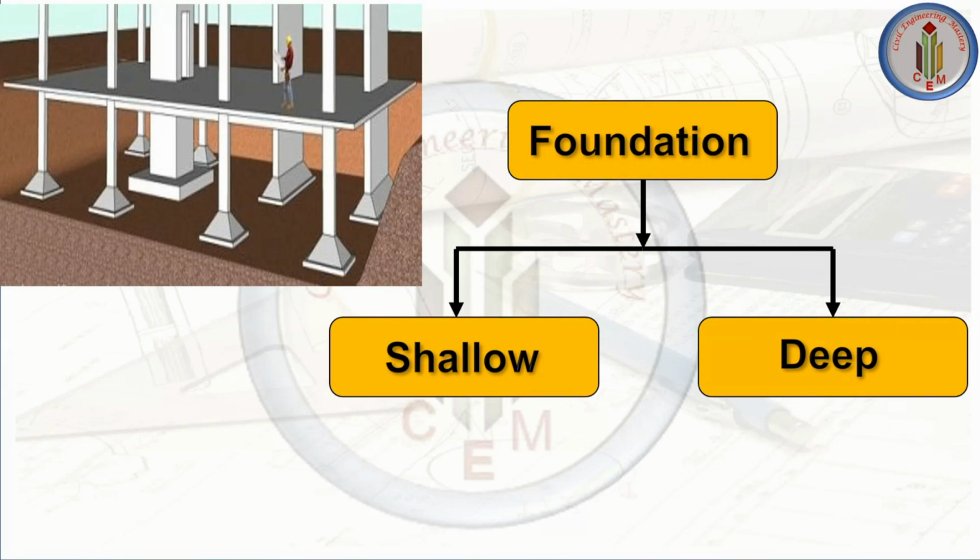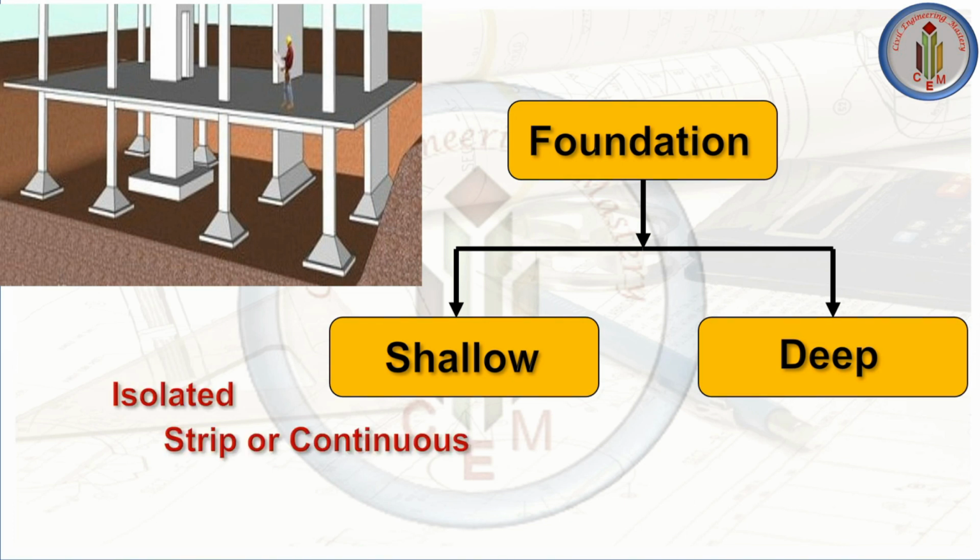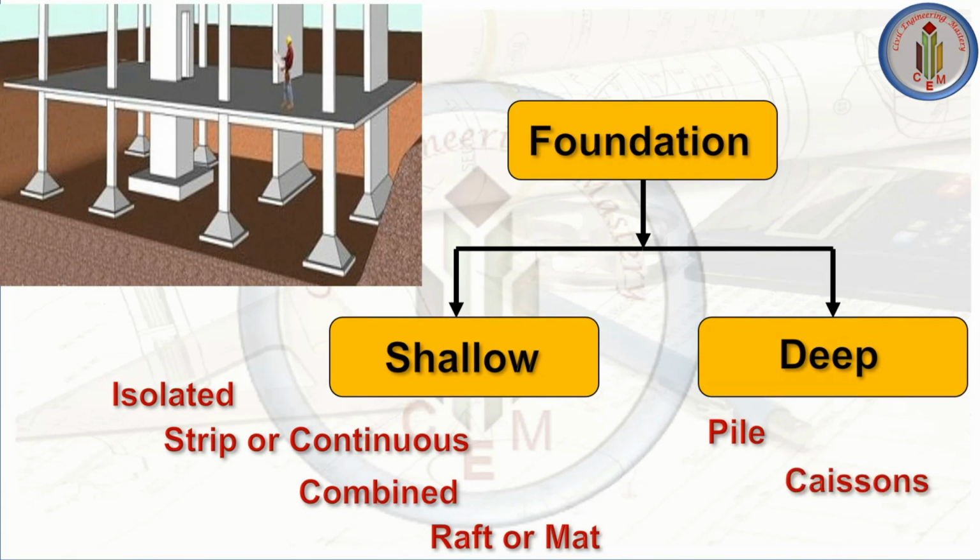So first let's look into shallow foundation and their types. In shallow foundation we have four major types. First one is isolated footing, then strip footing or continuous footing, then combined footing, and the last one is raft or mat footing. In isolated footing we have many types like pad footing or simple footing, sloped footing, and stepped footing. So let's discuss one by one. Next, in deep foundation we have two types. One is pile foundation and the second one is caisson foundation. Caisson foundation is also called well foundation. So let's discuss one by one.